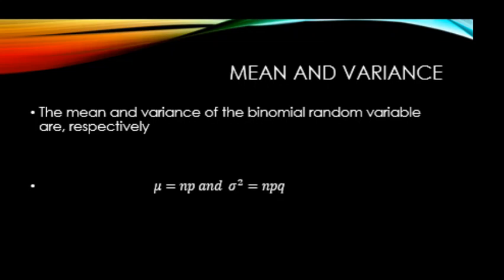We can also find the mean and variance now for a binomial random variable. Mean is given by mu, which is equal to n times p. So n is the number of trials times the probability of success, and sigma squared is n times p times q. Again, we don't have to prove these every single time. As long as we have identified our experiment as a binomial experiment, we can use the probability distribution, the mean, and the standard deviation formulas directly.